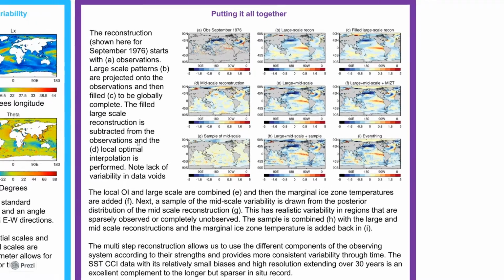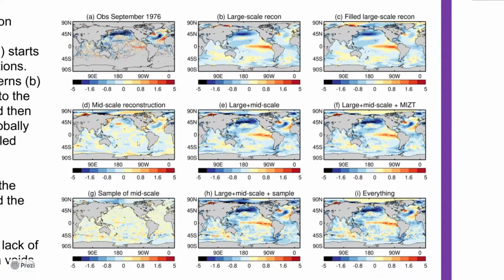So we put it all together here. Just to zoom in, we have some observations for September 1976 at 1 degree resolution. See there's large gaps. We do the large scale reconstruction, that's panel B. See we're picking up many of the broad scale features of that observed field. We combine large scale and mid scale reconstructions down in panel E there, and you can see that we've picked up a lot of the details, but some regions, particularly in the Southern Ocean, are still lacking detail. And we recover some of this by sampling from the posterior distribution of the large and local mid-scale reconstructions, and we get panel H there.